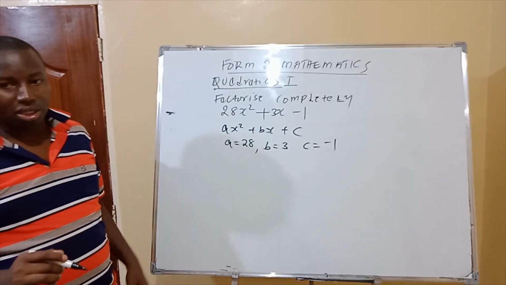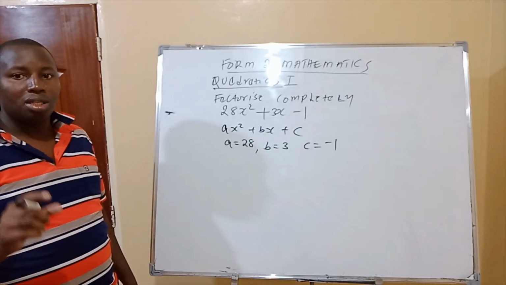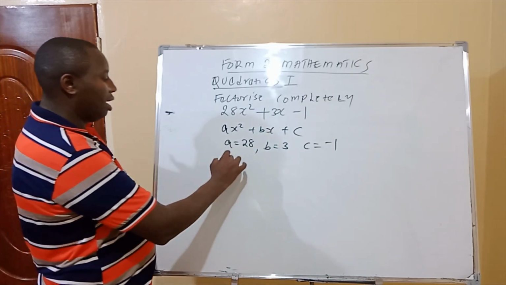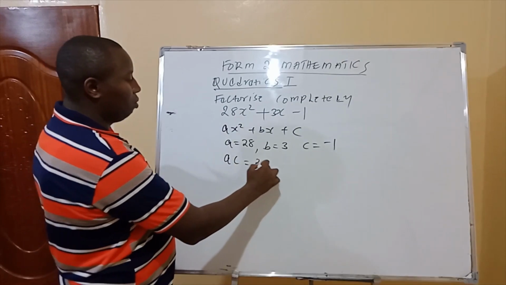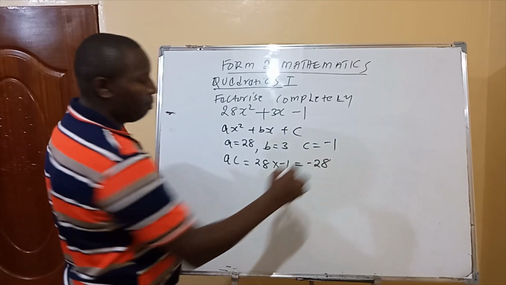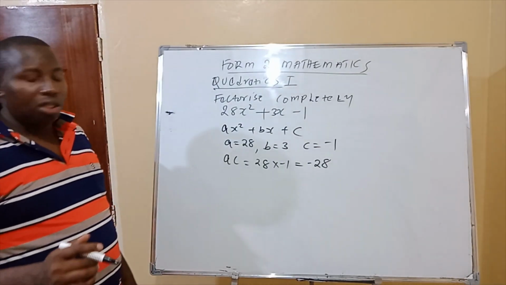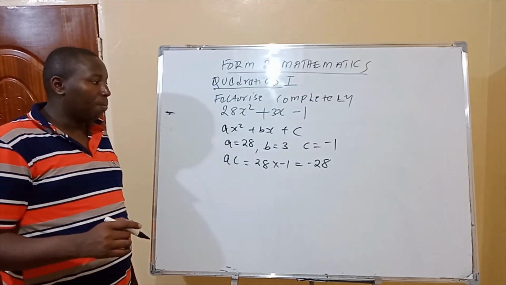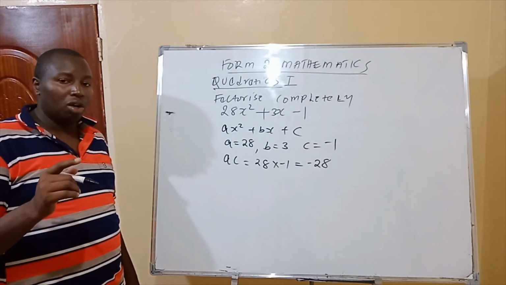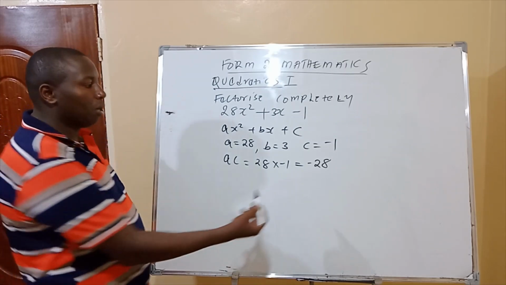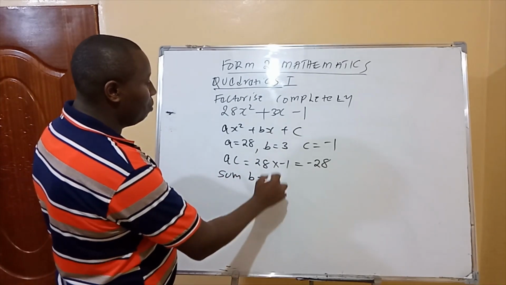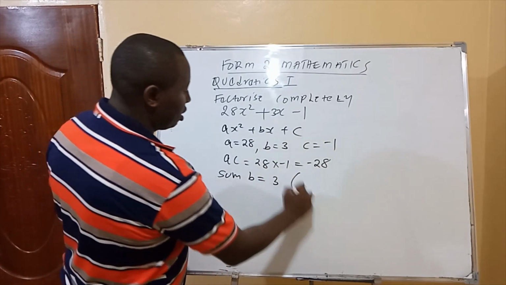Then for us to factorize this, once you get that, you are supposed to use the sum and product method. You say the product of ac, which is 28 times -1, you get -28. Once you get -28, you are supposed to get the two factors of -28 such that when you multiply, you get -28, and when you add, the sum is equal to the value of b, and our b is this.